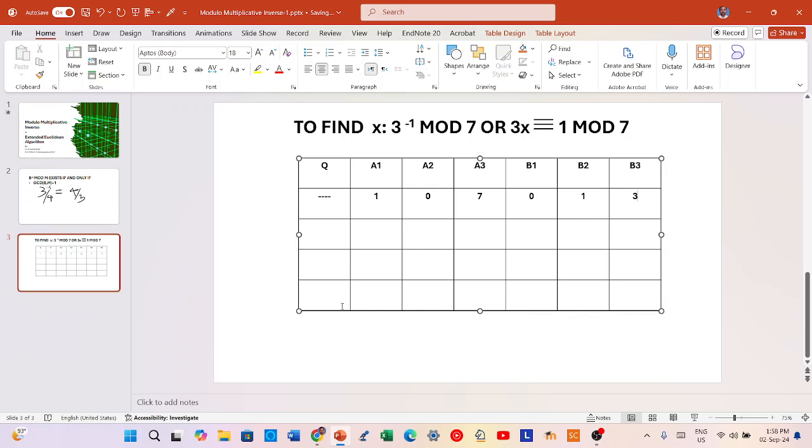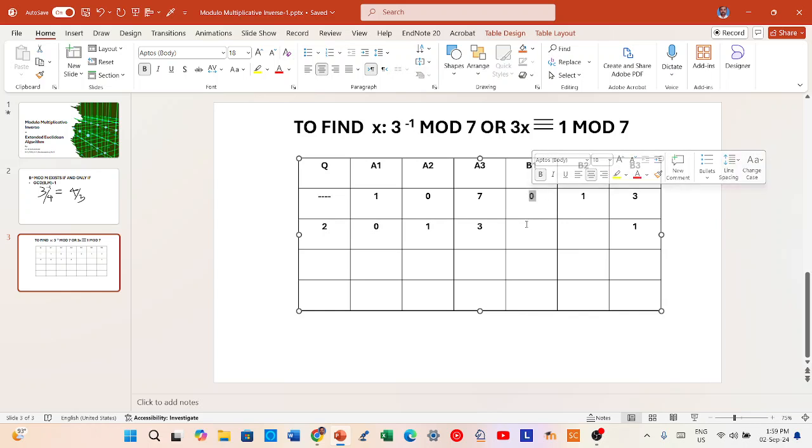Now we have to divide A3 by B3. 7 divided by 3 is 2, right? So Q is 2, and the remainder goes on the B3 side. 3 2s are 6, remainder is 1, right? We'll copy B1, B2, B3 as such into A1, A2, A3, and then we'll compute A1 minus Q times B1.